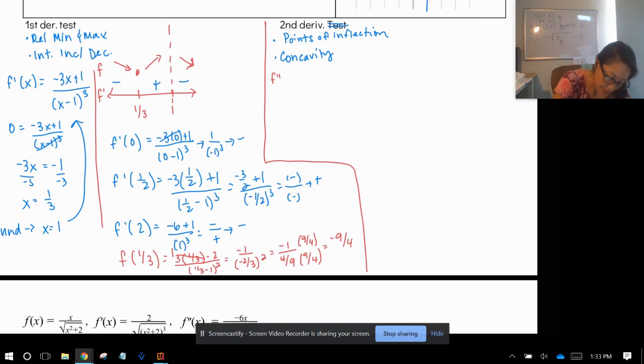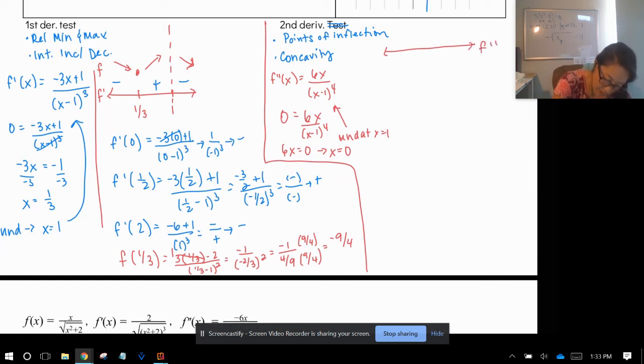So f double prime of x is equal to 6x over x minus 1 to the 4th. Now, critical numbers. So I get 0 is equal to 6x over x minus 1 to the 4th. We get 6x is equal to 0, so x is equal to 0. We also have an undefined value at x is equal to 1. So when I set up my number line for f double prime, I set up 0 and 1. We have an undefined value, so I'll put a little asymptote there.